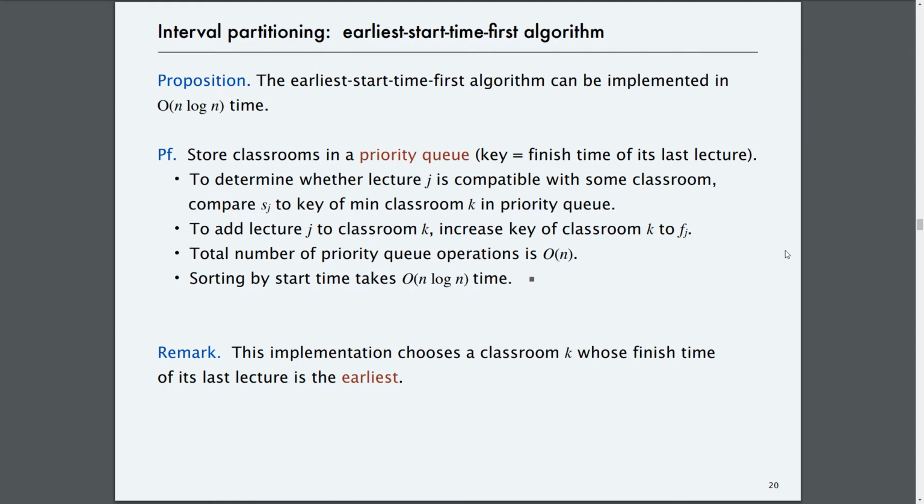So the total number of operations done by a priority queue is O of n, and each operation will take O of log n time. The sorting also takes O of n log n time, so in total this is O of n log n. And note that this implementation chooses a classroom whose last lecture finishes the earliest.